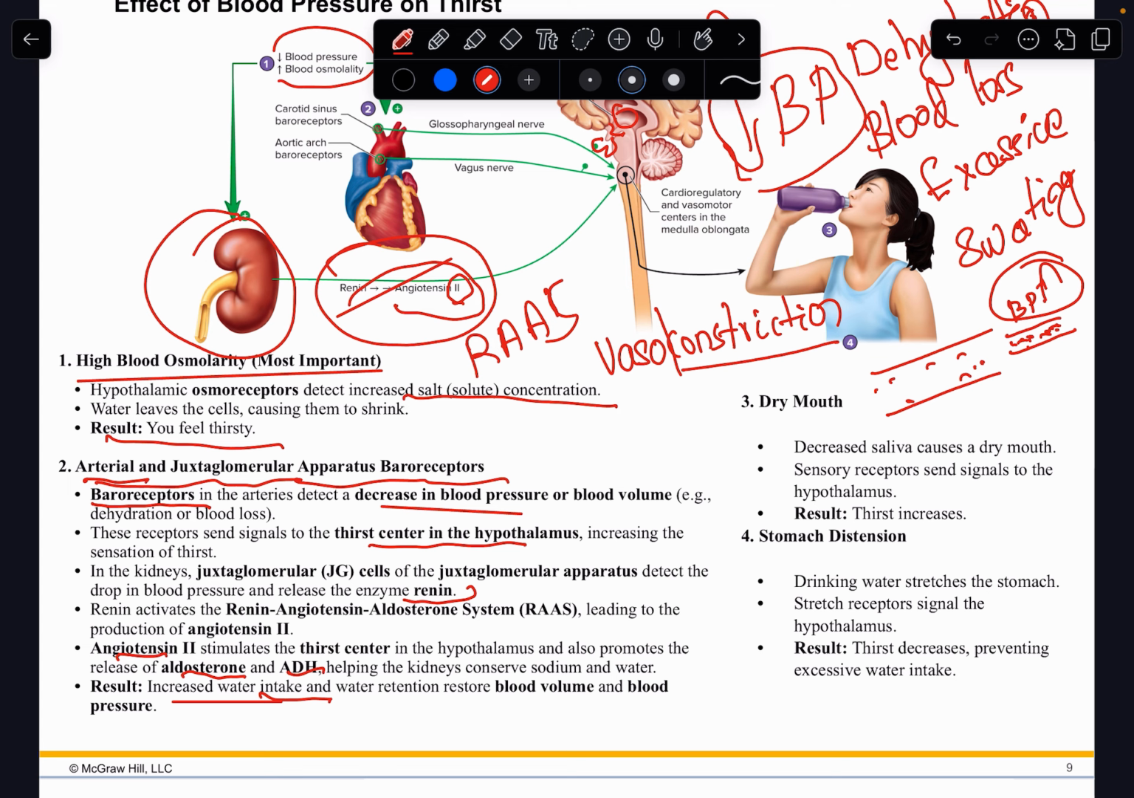So dry mouth, saliva causes dry mouth, sensory receptors send the signal to the hypothalamus, and thirst increases. Then stomach distension: drinking water stretches the stomach, stretches the receptors, signal to the hypothalamus, the thirst decreases, preventing excessive water intake. Water is good for our system, but also can be toxic. Anything more than you're supposed to take is toxic. Everything has a standard for how much you need for our system.